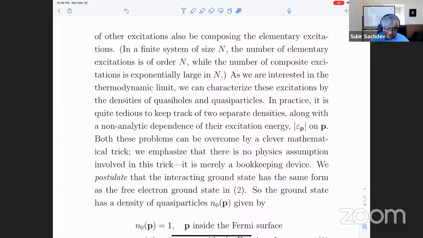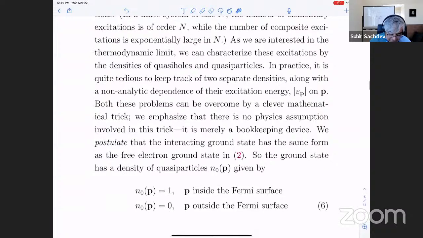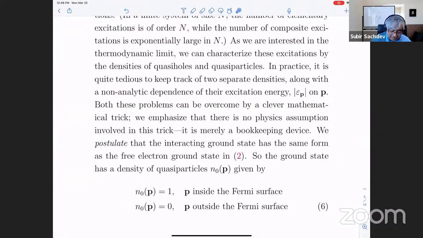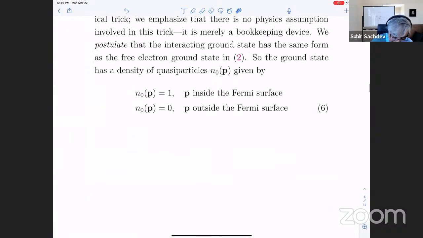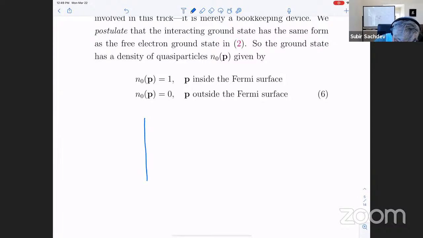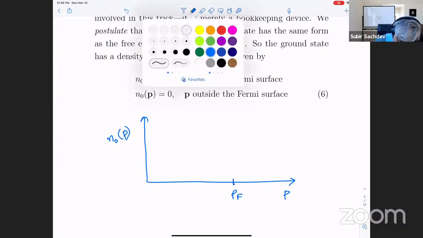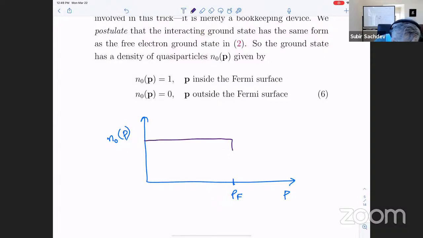But let's just make a postulate that we're going to introduce a fictitious ground state, which I'm just going to view as made up of quasi-particles, just like the free electron ground state was made up of bare particles. So there's this momentum distribution function, which I'm going to draw here. This is P, and this is the number of particles or quasi-particles with momentum P. I call it N0 of P. Here's the Fermi momentum along some direction. And now I'm going to say that N0 of P is just a very simple function. It's a step function from 1 to 0.